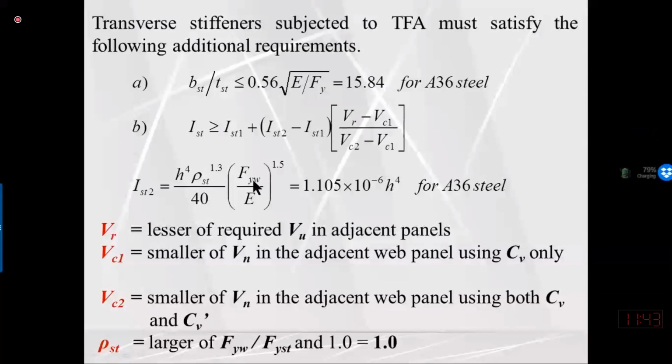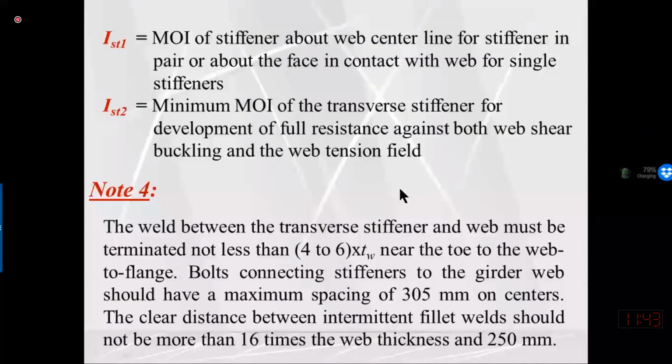F_yw, the yield strength of the web, over E value. For IS 836 steel, Fy is 250 megapascal, E value is 200,000 megapascal, and rho_st is equal to 1. If we simplify this equation, that will be equal to 1.105 × 10^-6 h^4. And what is this value?